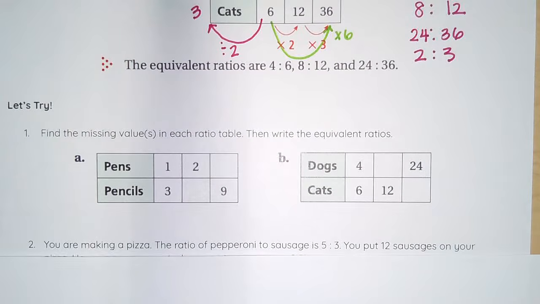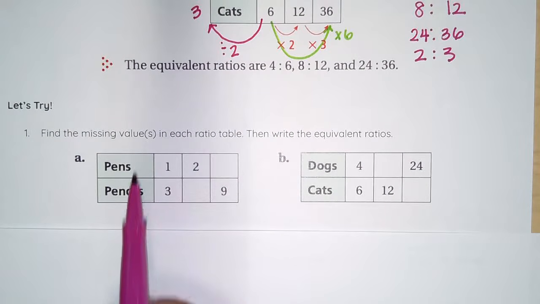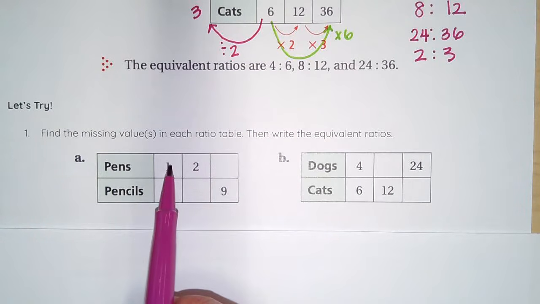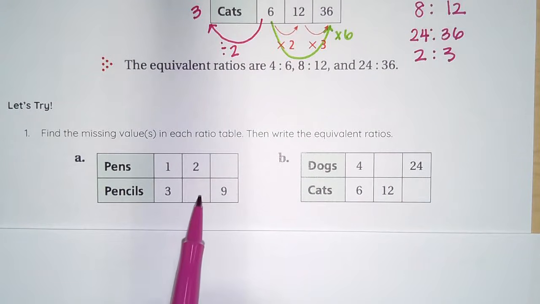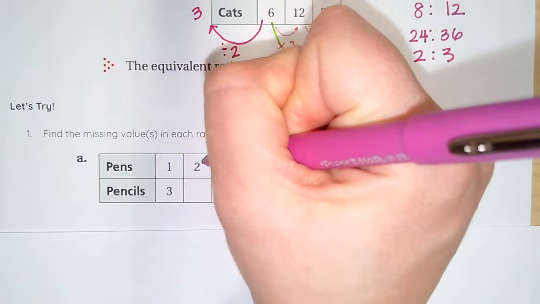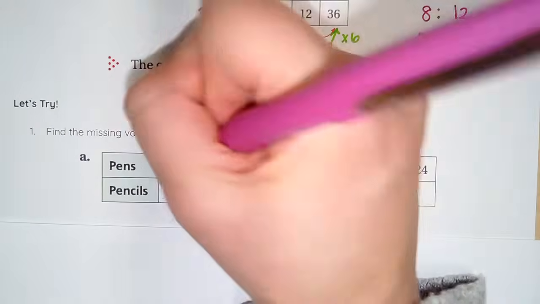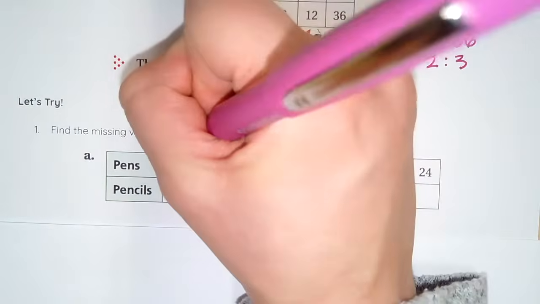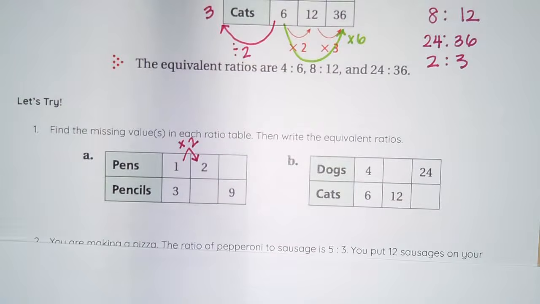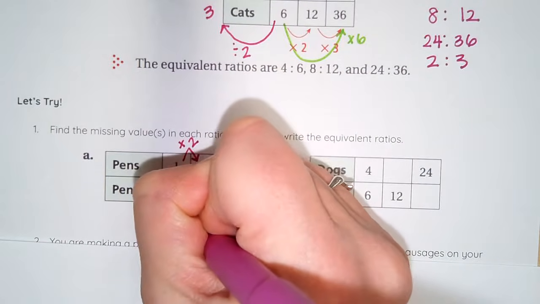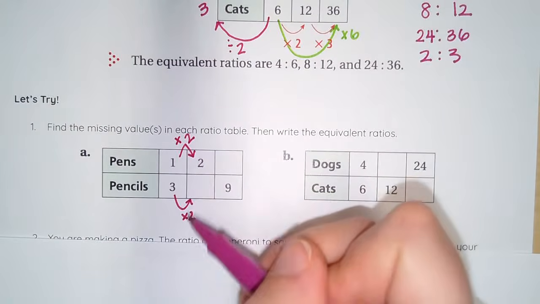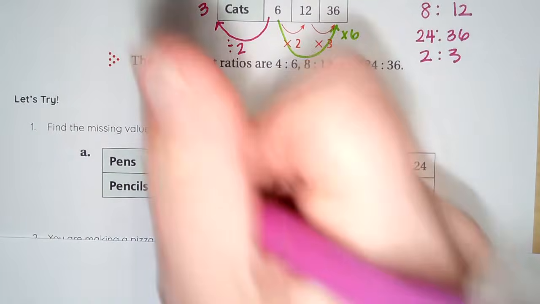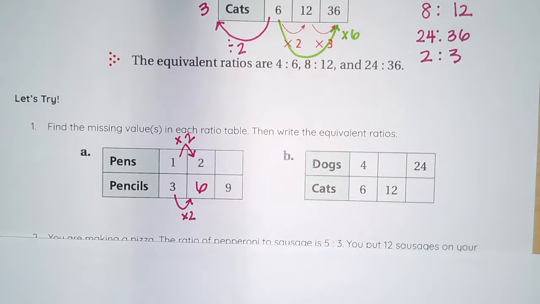So we are going to go ahead and look at the ratio of pens to pencils. So for every one pen, there are 3 pencils. We need to find out what happens then if there are 2 pens. Well, how do I get from 1 to 2? I multiply. I multiply by 2. Therefore, I want to multiply that 3 by 2, keeping that relationship the same. 3 times 2 is 6.